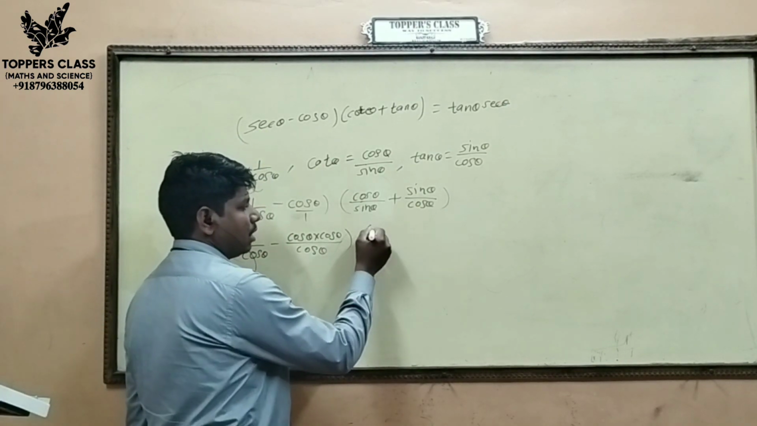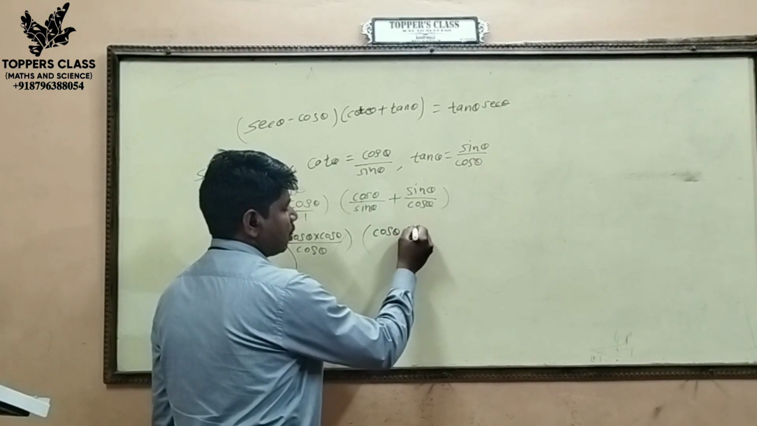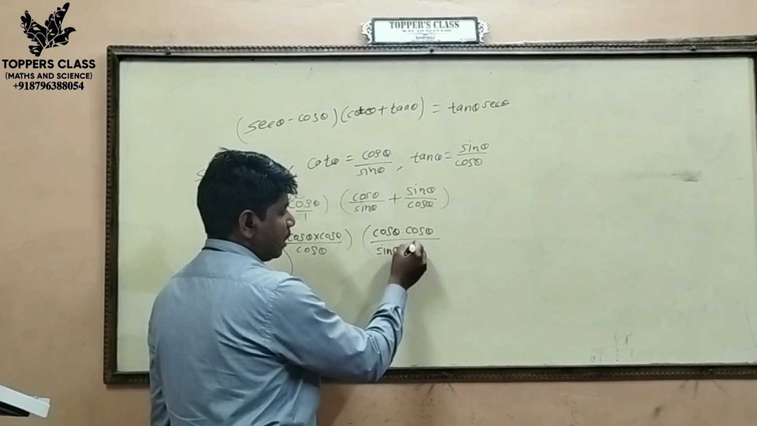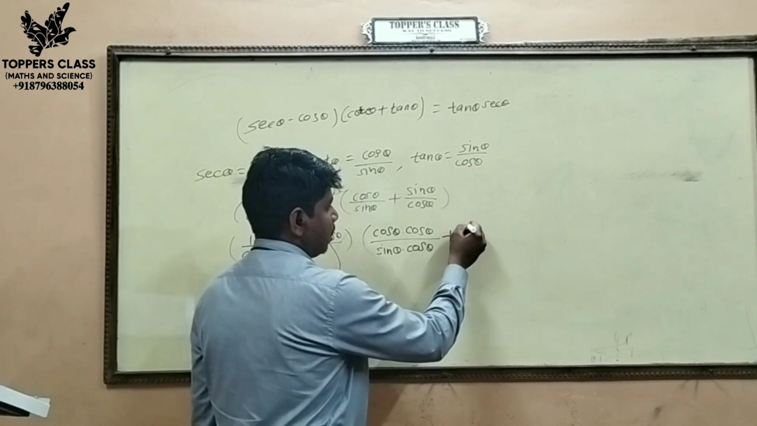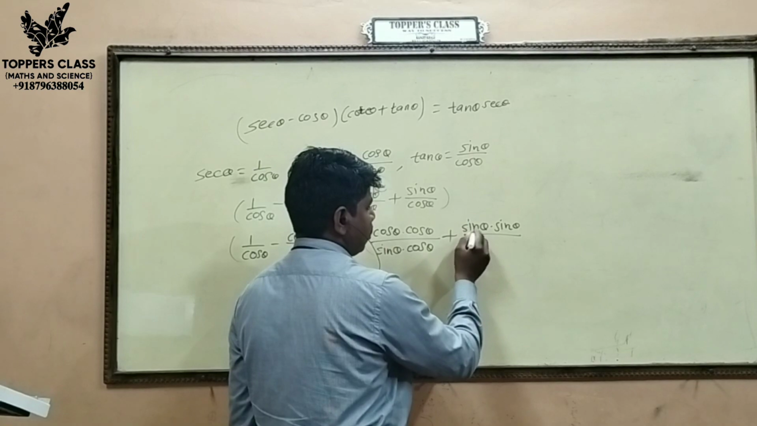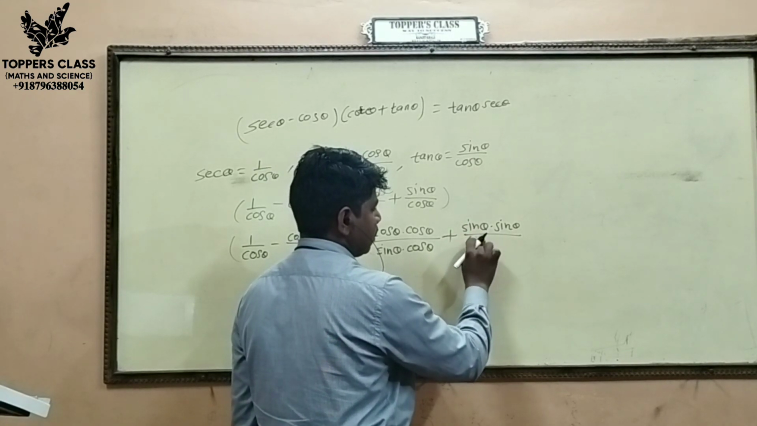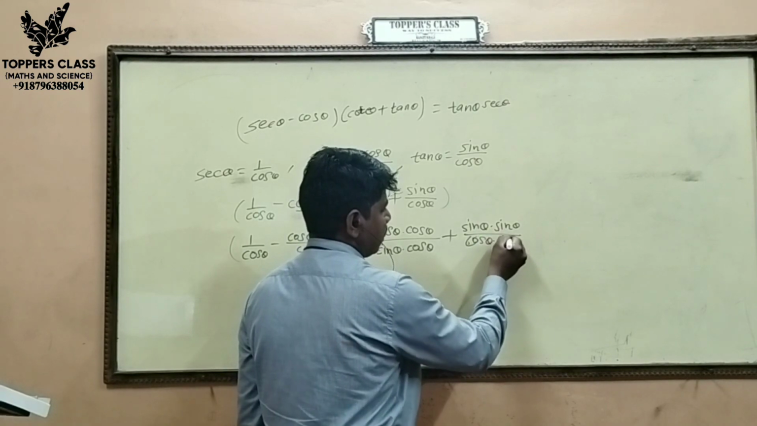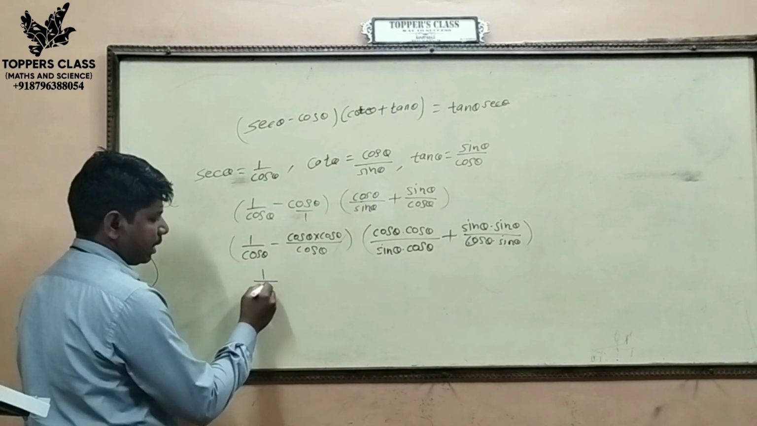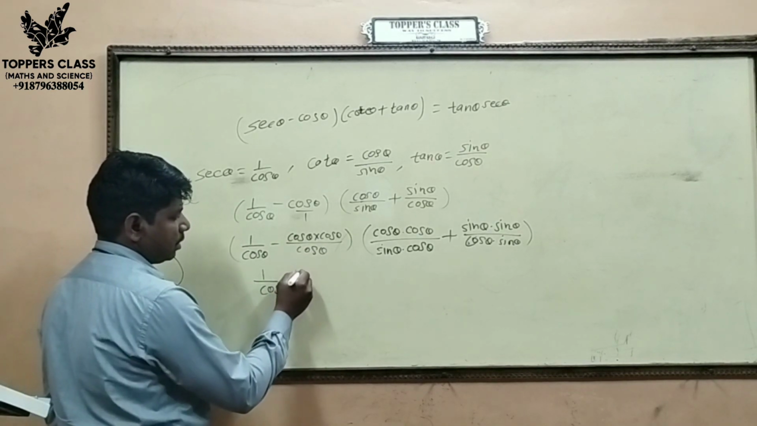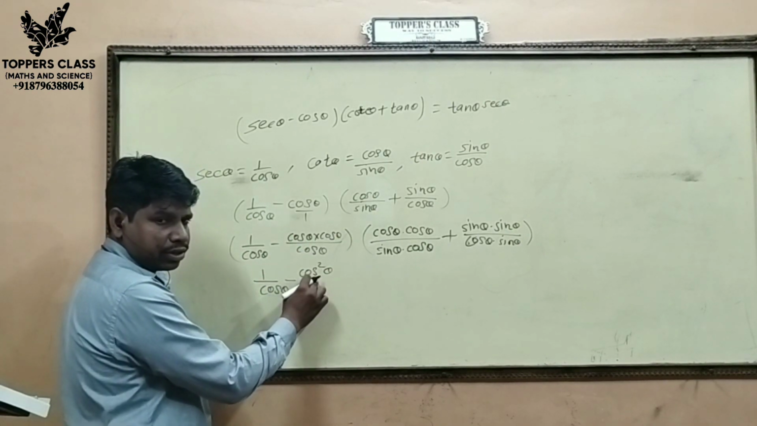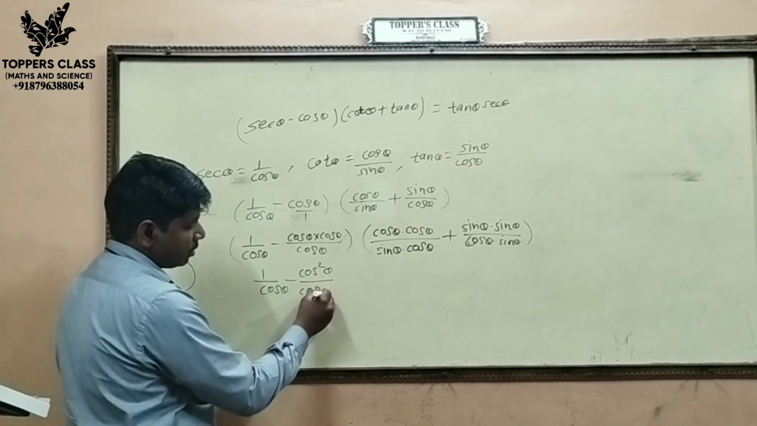So we will write cos theta into cos theta. You can write the multiplication sign or the dot also you can give. Sin theta into sin theta upon sin theta into cos theta, like this. Now 1 upon cos theta as it is, minus cos square theta. See, cos theta into cos theta is cos square theta upon cos theta.